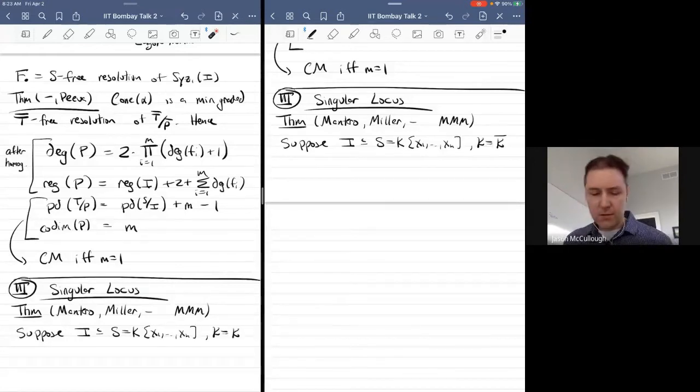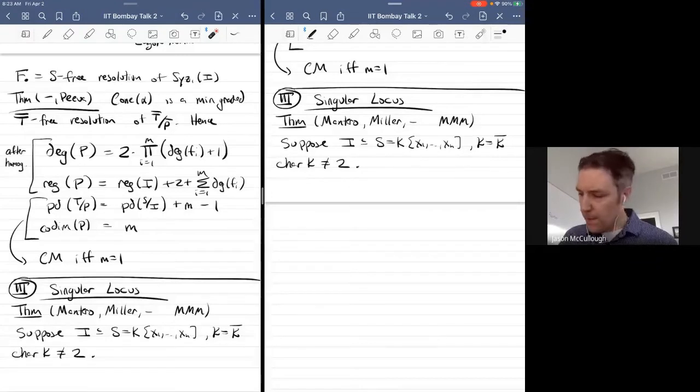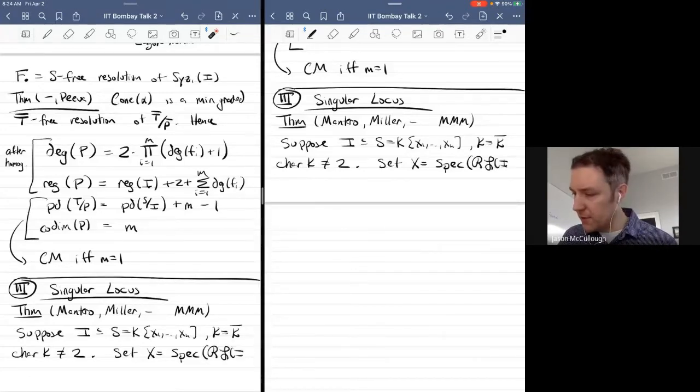Assume that the underlying field is algebraically closed, that the characteristic is not 2, and set X to be, for the moment, the affine space associated to the Rees-like algebra. So then, the codimension in X of the singular locus is precisely the height of the ideal we started with.